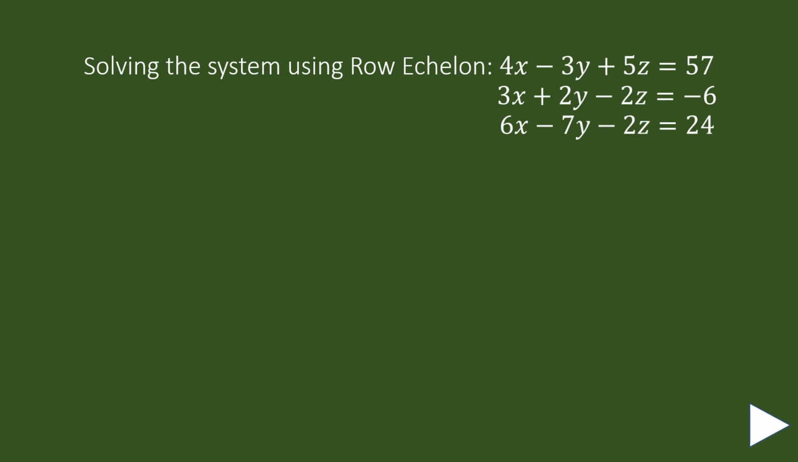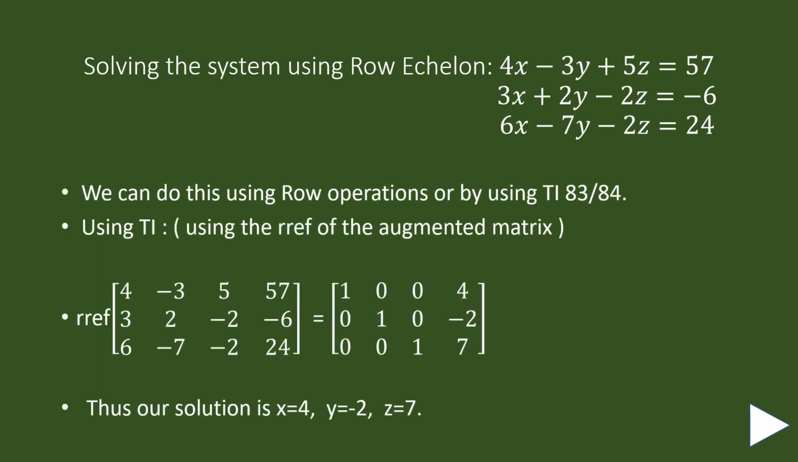If I'm trying to solve this system in terms of 3 variables using the row echelon form, then I use a matrix, that is the coefficient matrix and the constant matrix, the augmented matrix together, and I use the reduced row echelon form for this augmented matrix. We can use a TI-83 or 84, and we get the coefficient matrix to be a unit matrix, and then the constants are 4, negative 2, 7. So 1x is 4, 1y is negative 2, 1z is 7, so x is 4, y is negative 2, z is 7. This is another method of finding it.